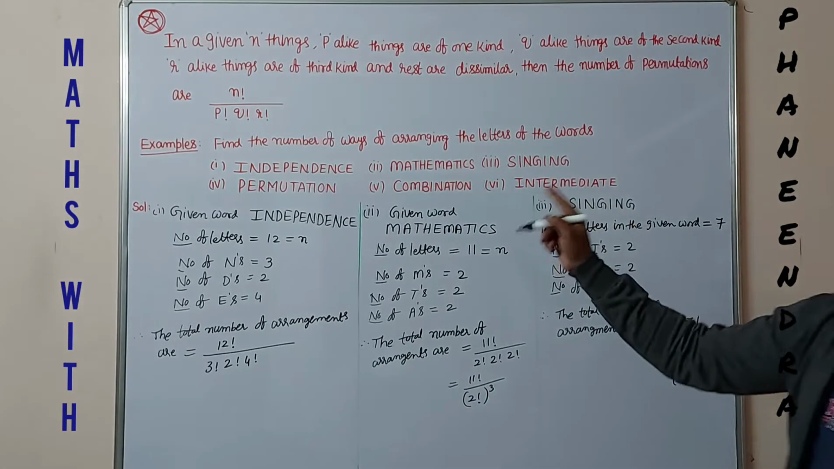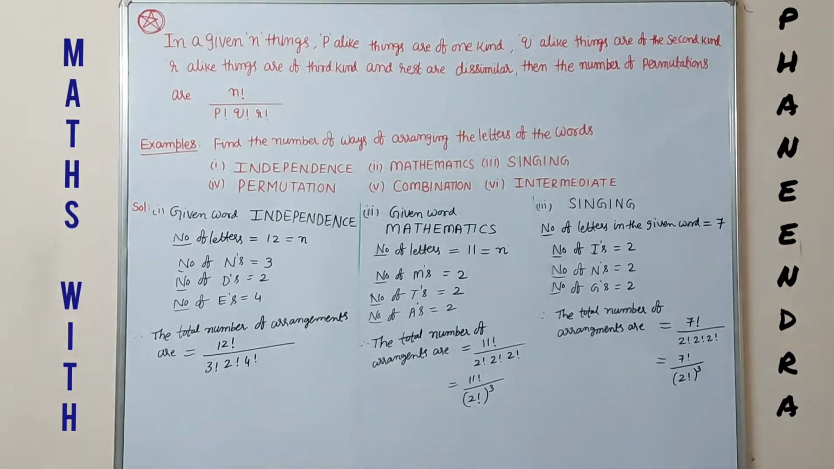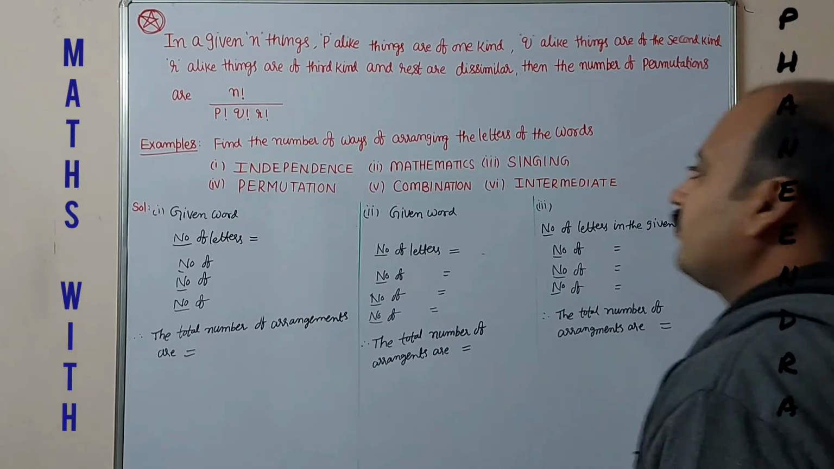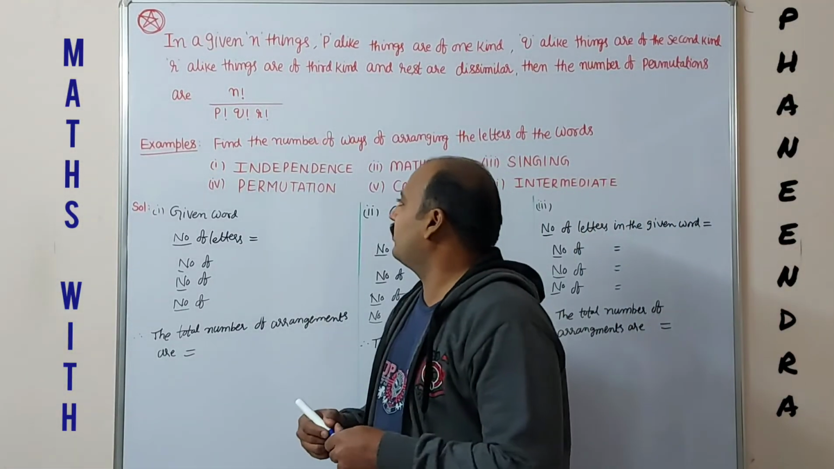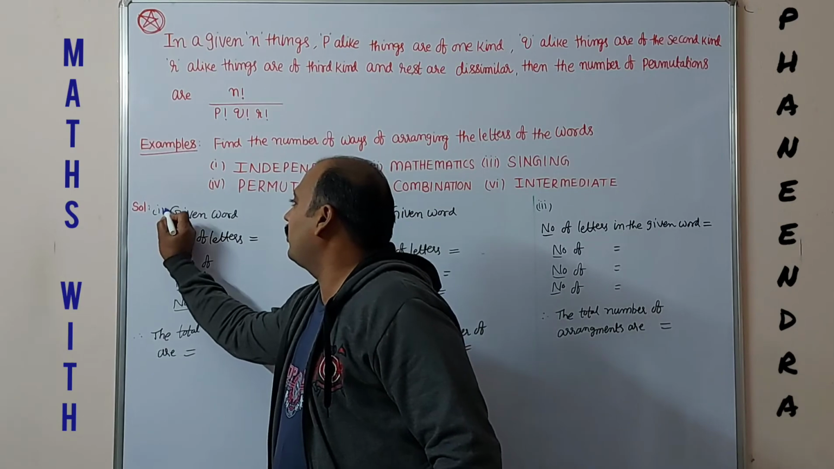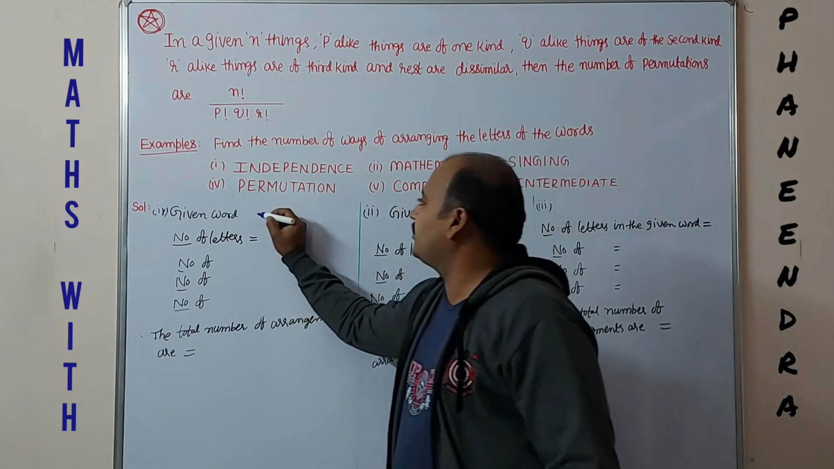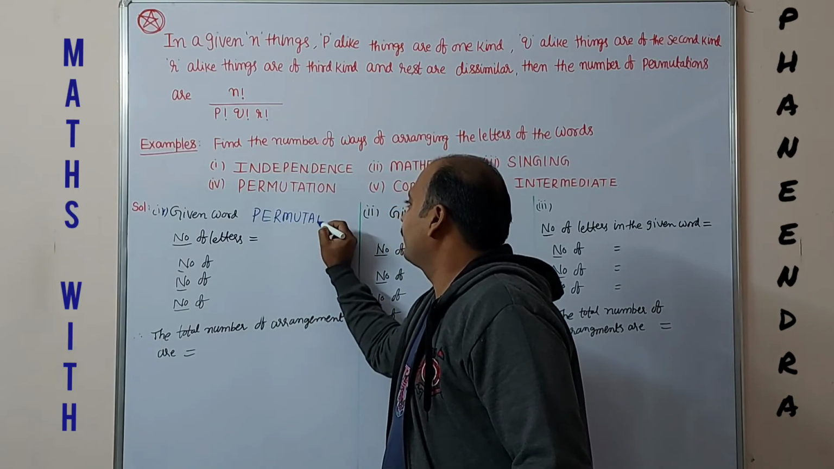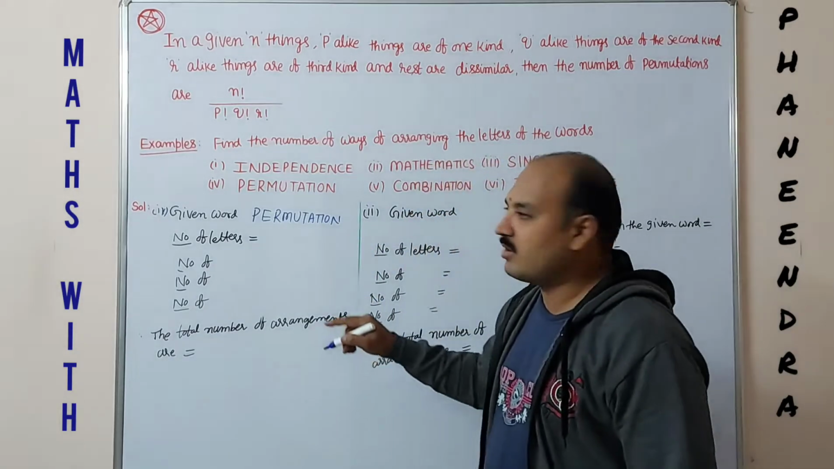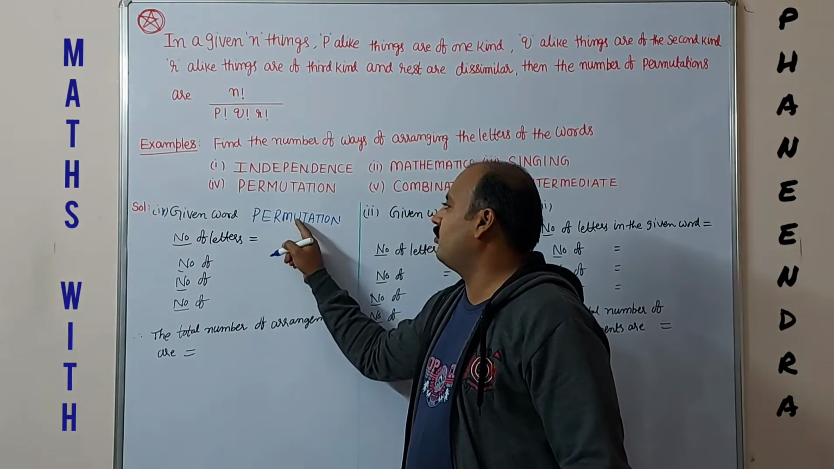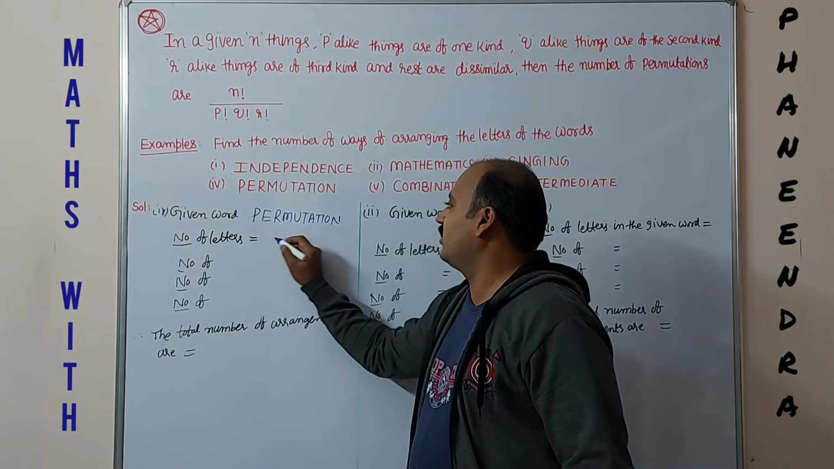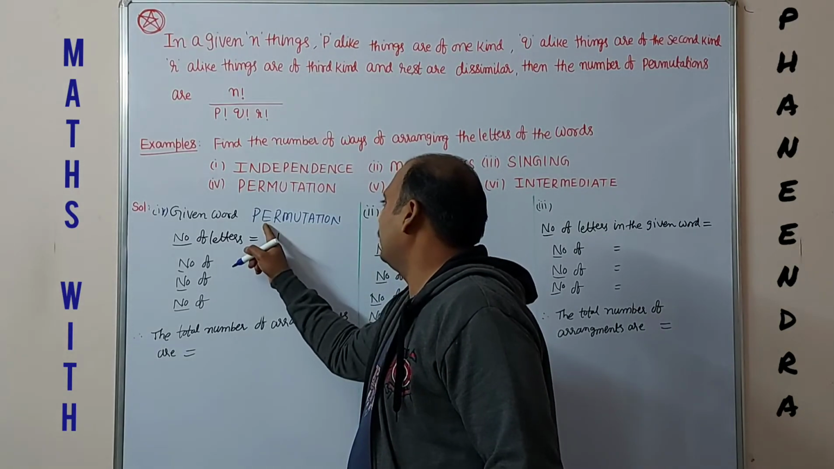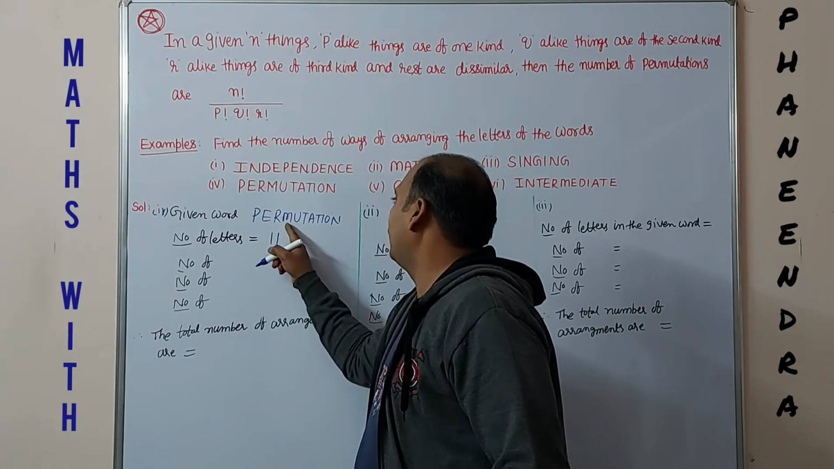We'll move to the remaining 3 questions. The next question is the fourth question, Roman letter 4. Given word permutation. So the number of letters: 1, 2, 3, 4, 5, 6, 7, 8, 9, 10, 11. In that, how many P's are there? One, no need. E also not there. R also not there. M also not there.